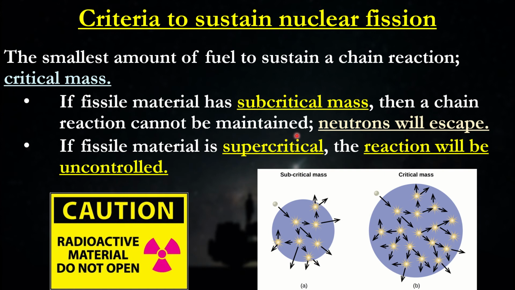We'll show some examples. If the fission material is supercritical, so we have well above the expected amount to maintain a chain reaction, this reaction will become uncontrollable. That's actually how the atomic bomb is made, using supercritical mass to create an uncontrolled reaction.